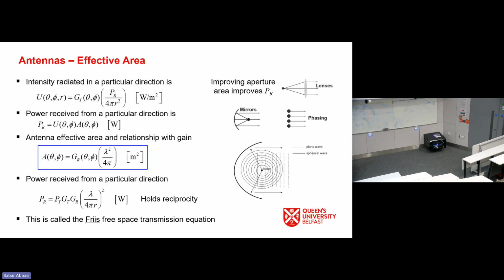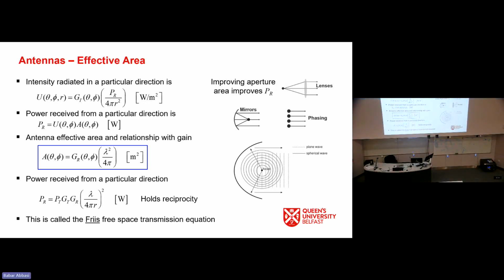This equation says that the received power PR in that small aperture area is equal to PT, the transmit power, times GT, the gain of the transmit antenna, times GR, the gain of the receive antenna, multiplied by lambda over 4 pi R, where R is the distance from transmitter to receiver, squared.